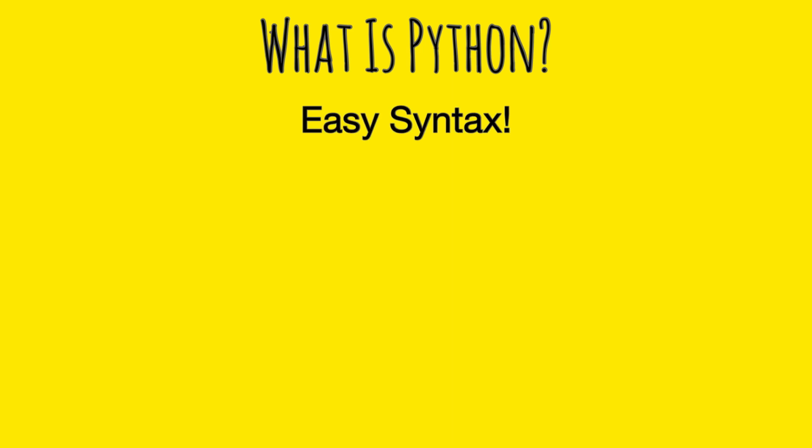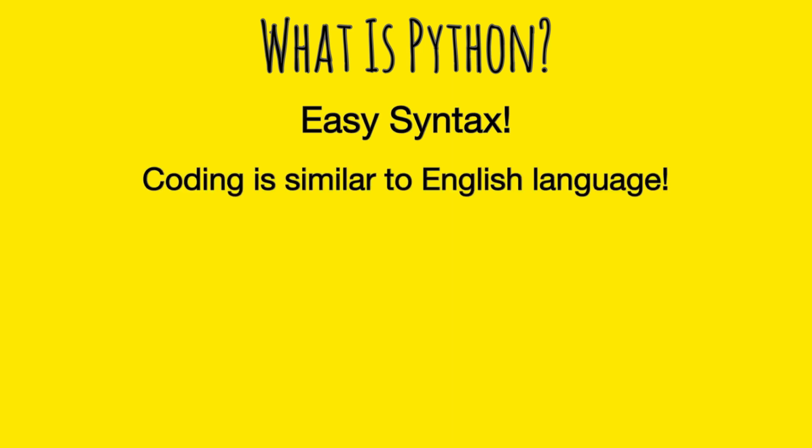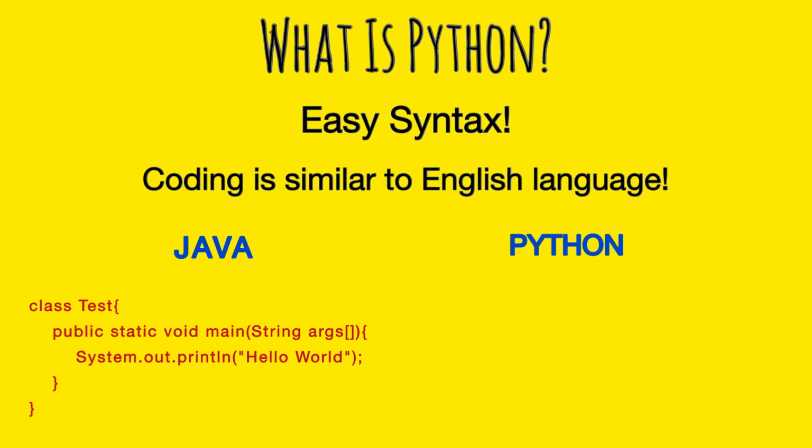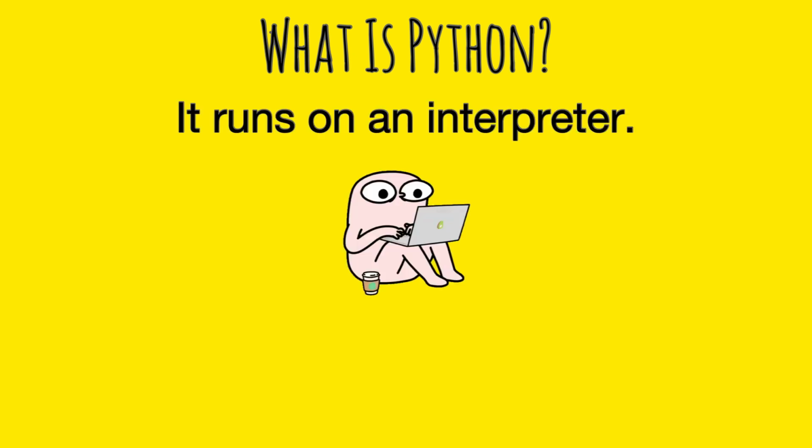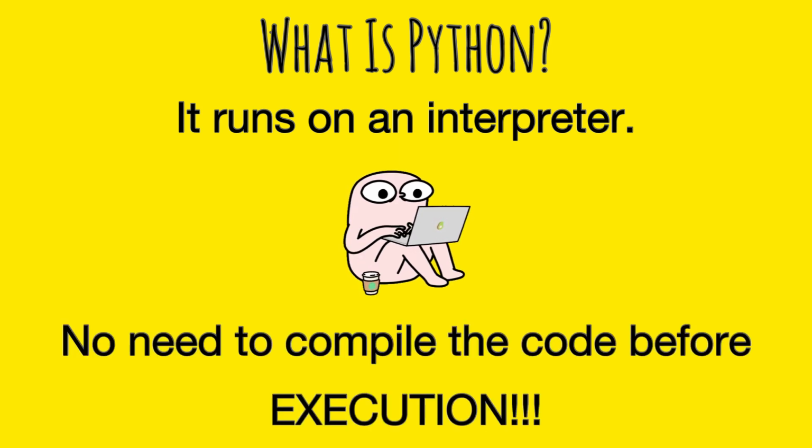It is a very easy syntax. To print a simple hello world, we have to write this much code in Java, whereas in Python, we just have to write print hello world. As simple as that. Python runs on an interpreter, which means we don't have to compile the code before its execution. We can directly execute the file by writing Python followed by the file name in the terminal.